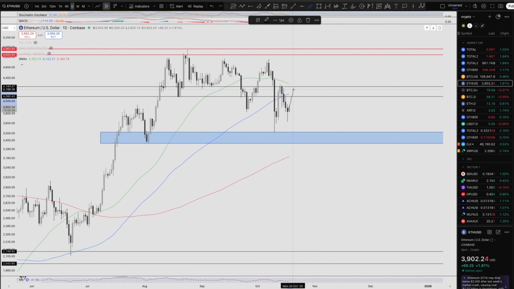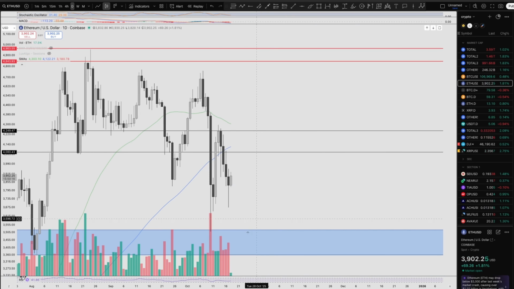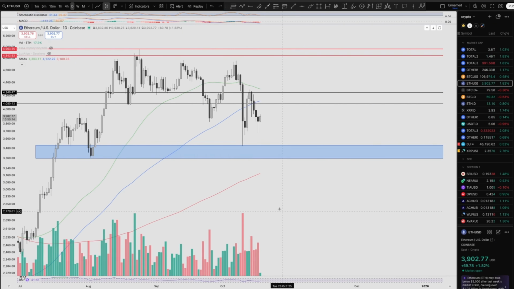If the price can get back above it, and if Bitcoin also gets back above its resistance, that would be very good, and Ethereum could potentially break its all-time highs. But the price needs to get back above this resistance here, which is around $4,200. If it can get above that, it's very good.